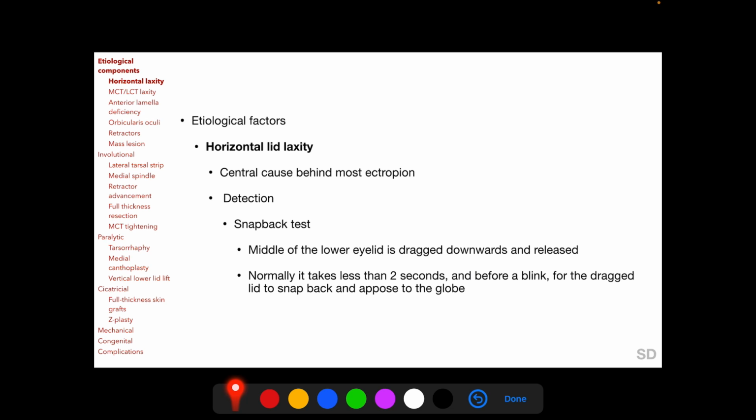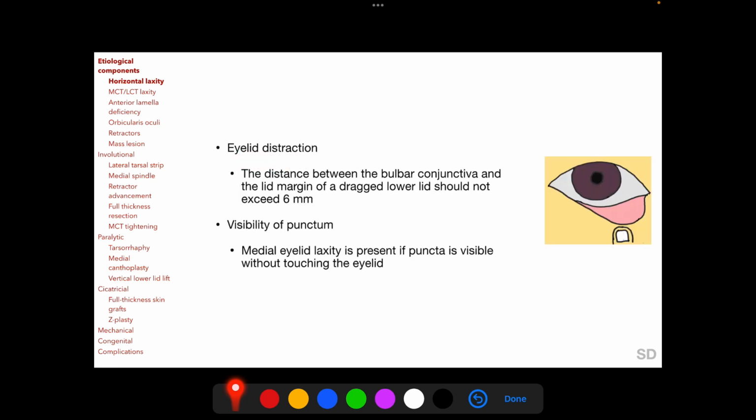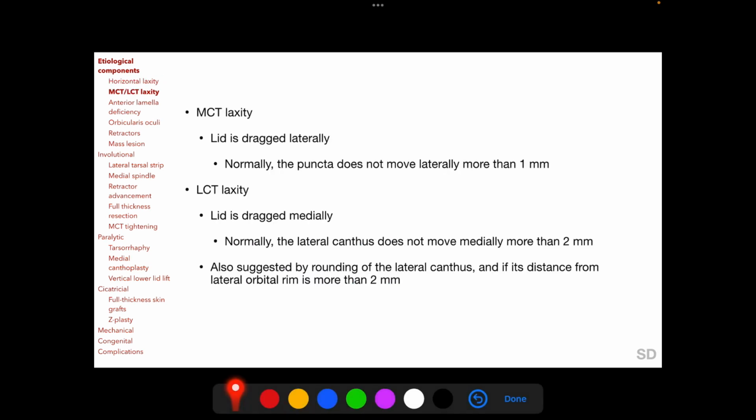oppose to the globe. In the eyelid distraction test, the lower eyelid is dragged downwards, and normally the distance between the bulbar conjunctiva and the lid margin should not exceed 6 mm. Normally, the inferior puncta is not visible, and only in case of medial eyelid laxity, the puncta is visible without touching the lower eyelid. As we will see when we discuss the treatment options for ectropion, medial canthal tendon laxity and lateral canthal tendon laxity are considered separately from generalized horizontal laxity of the eyelid tarsus.